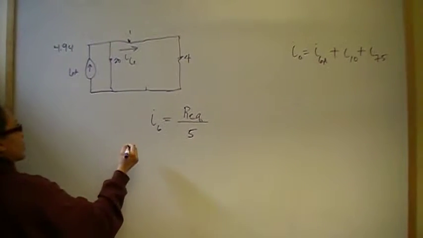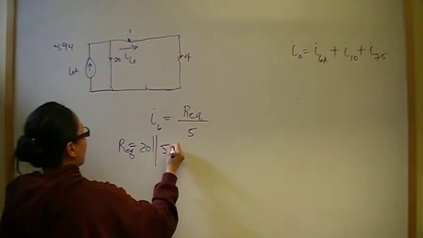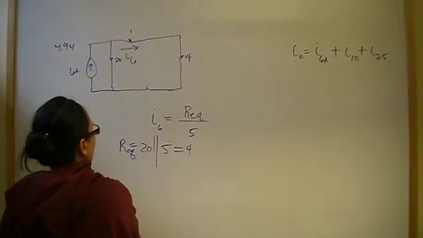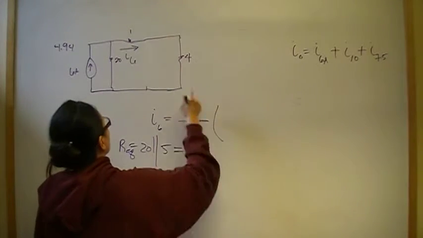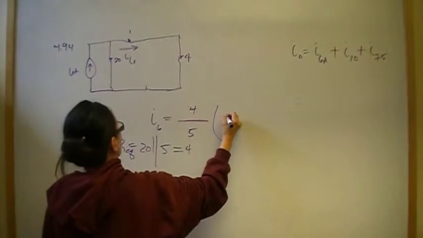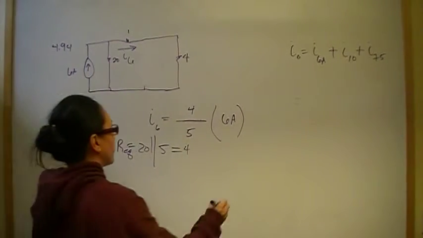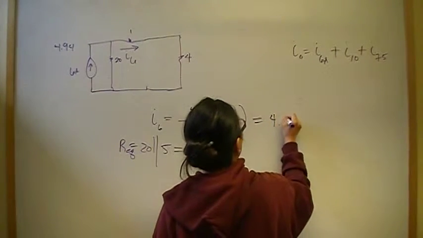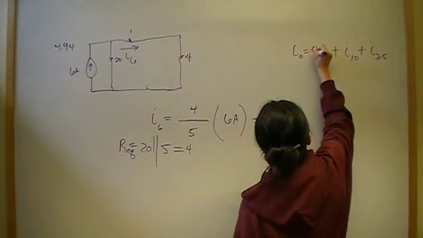So what's my Req? My Req is going to be 20 in parallel with 5, and that is going to be 4. So my Req is 4 over the branch that I'm interested in, so that's going to be the 1 plus 4, which is 5, and then times the total current. So that's how the current will split. And that gives me I6 amps is 4.8. So I'm going to erase that and put 4.8 here.